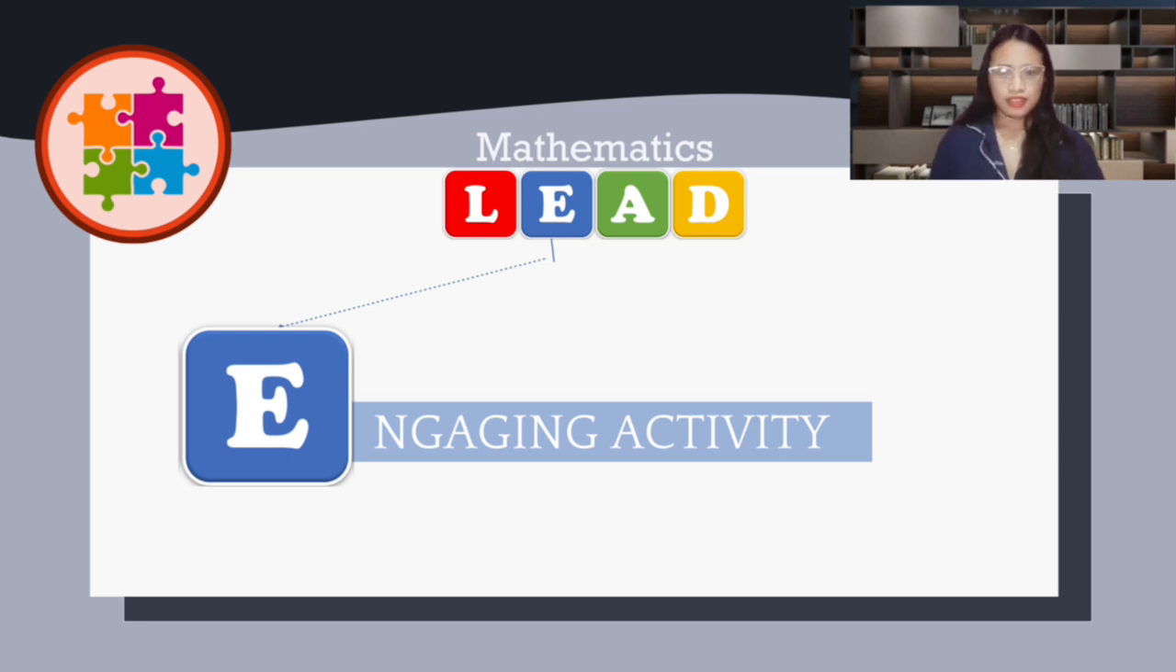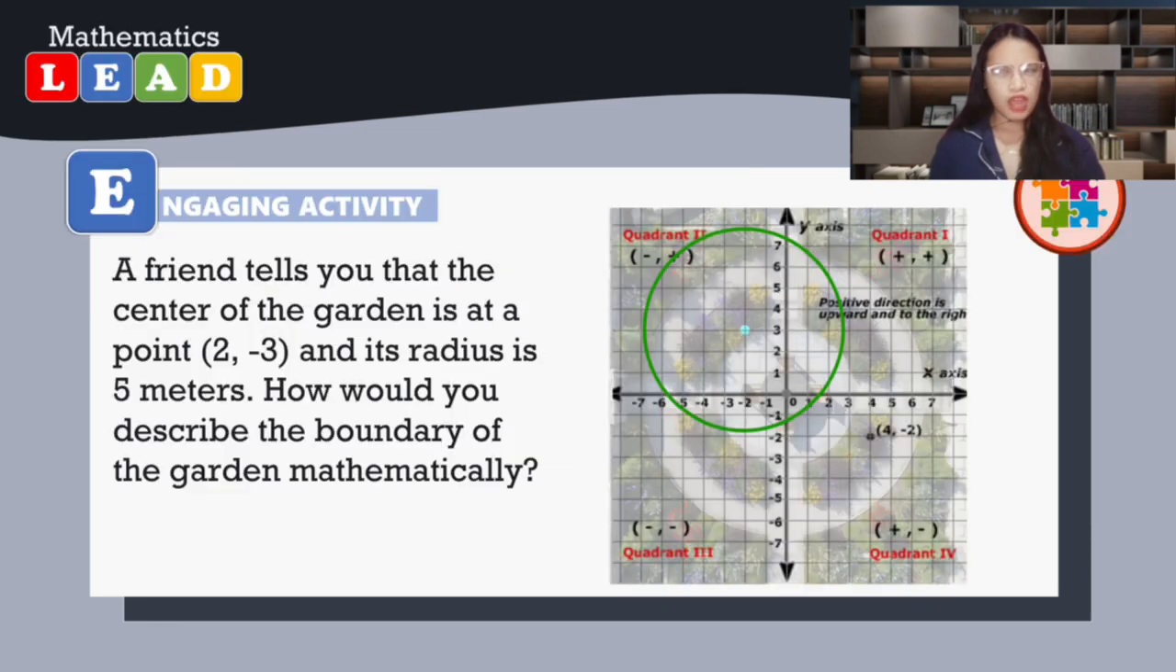For an engaging activity, let's start with a puzzle. Imagine you have a circular garden. A friend tells you that the center of the garden is at the point (2, -3), and its radius is 5 meters. How would you describe the boundary of the garden mathematically? Yes, you would need an equation of a circle, and that's exactly our lesson today. How to go from the center and radius to the equation, and from an equation to the center and radius.